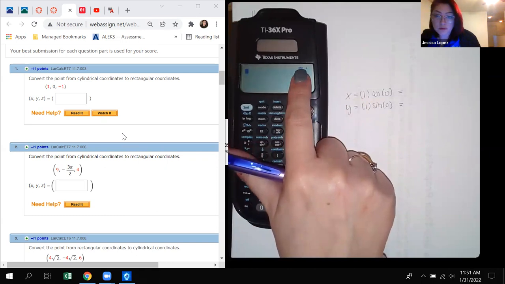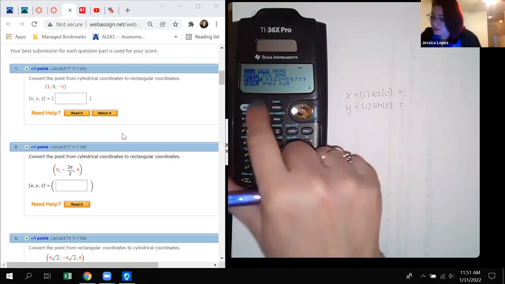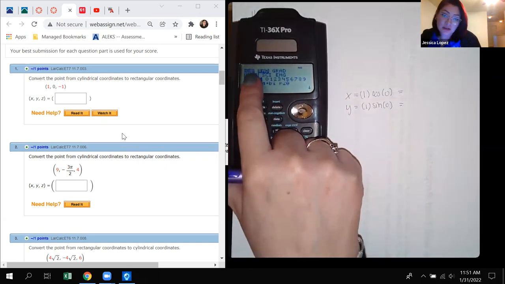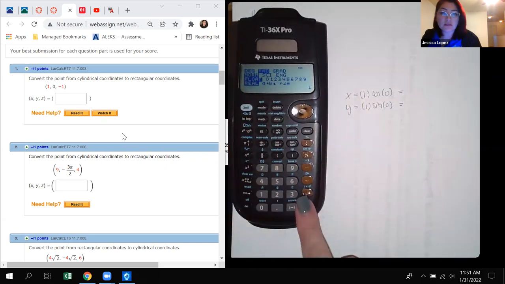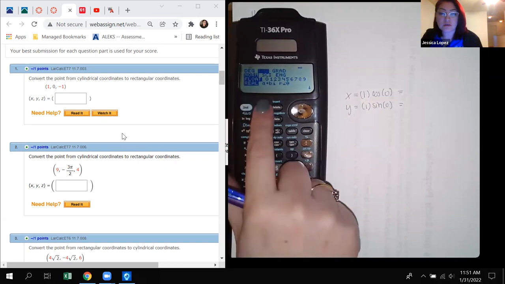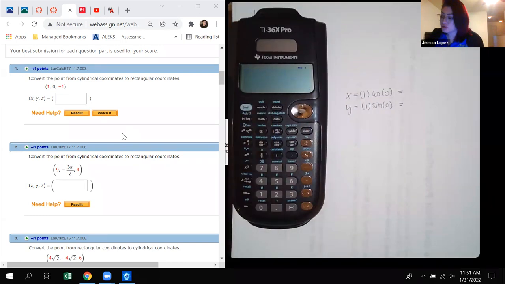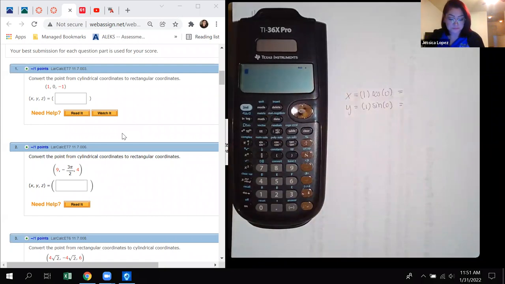If you're in degree mode, you see DEG right here. You need to go to mode, and then this would be highlighted because you're currently in that. You would need to move over to the right to radian and hit enter so that radian is highlighted. And then you can do second quit and go back to your screen and it should change the degree to radian, okay? So I just wanted to bring that up.